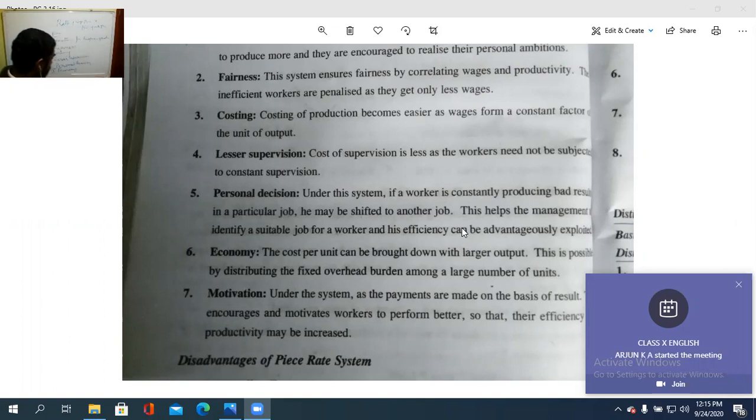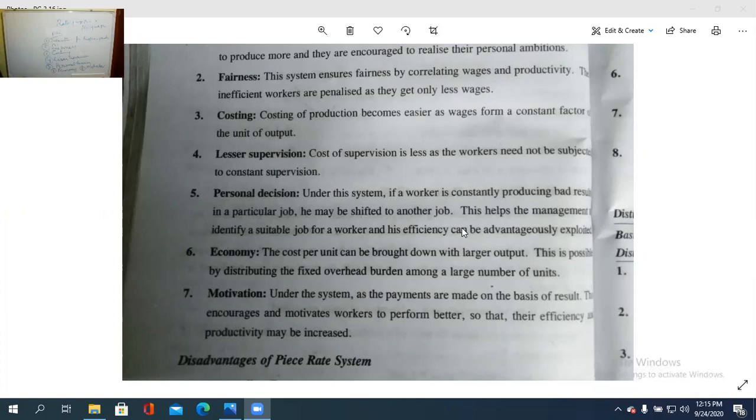And another point is motivation. The workers are getting motivated because workers are getting more benefited, isn't it? കൂടുതൽ benefit ഉണ്ടാകുന്നു. So under the system, as the payments are made on the basis of the result, it encourages and motivates the workers to perform better so that their efficiency and productivity may be increased. So these are the advantages.